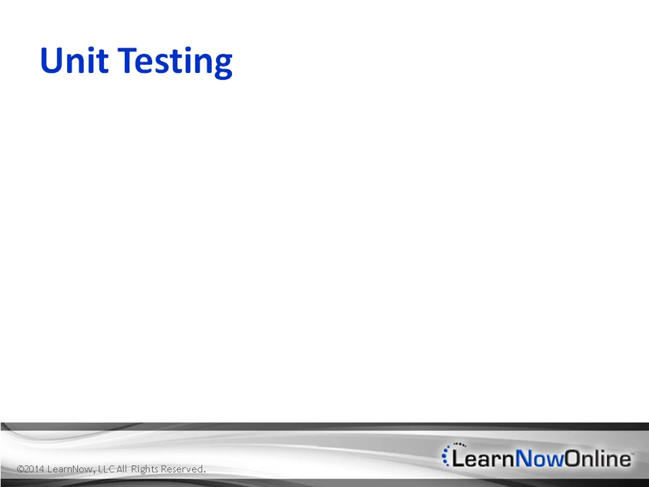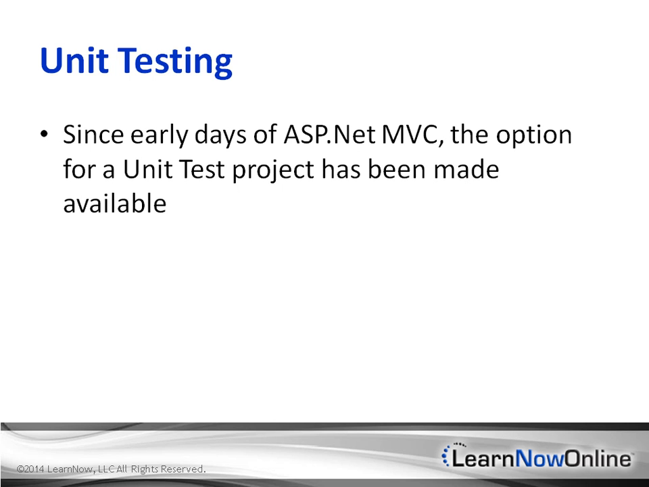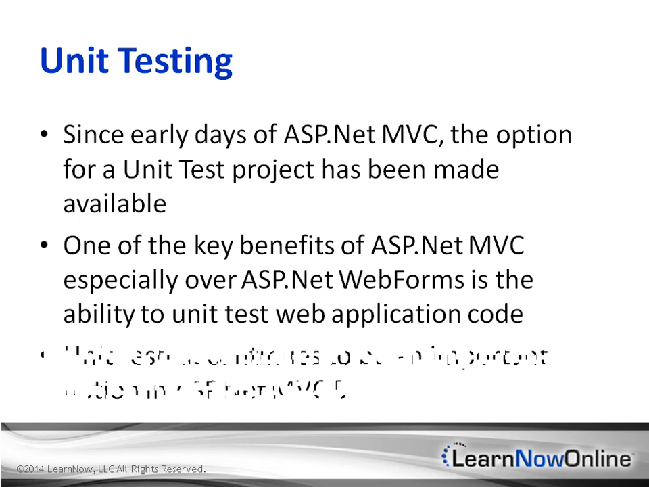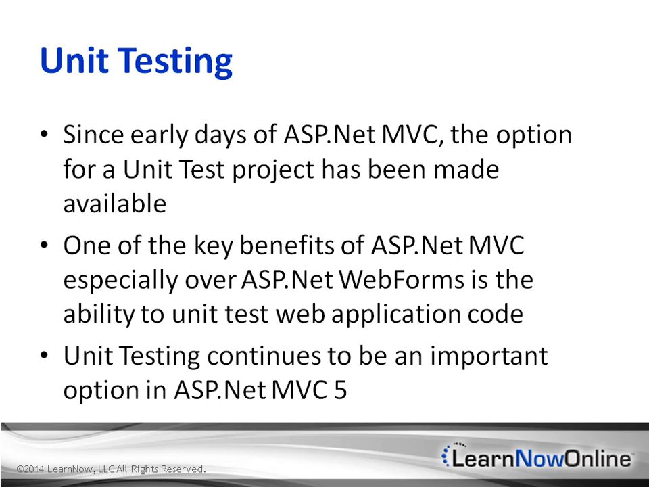In the new project wizard for creating a web application, there's an option to add unit testing to your application. Since the early days of ASP.NET MVC, the option to add a unit test project has been available. In fact, one of the big benefits of using ASP.NET MVC over Web Forms is the ability to unit test your web application code. It's always recommended to write unit tests for your web application, so if you want to make use of that feature, you'll check the box and it will add a unit test project for you. And unit testing continues to be an important option in ASP.NET MVC 5.